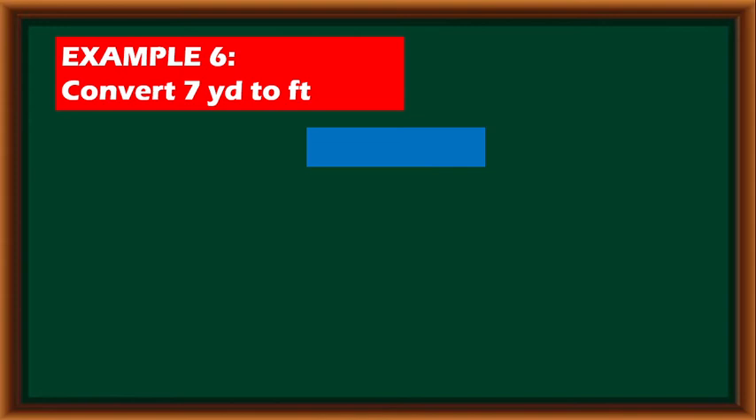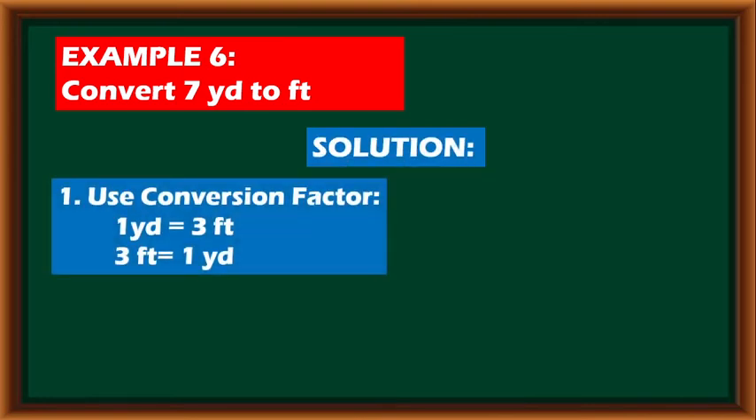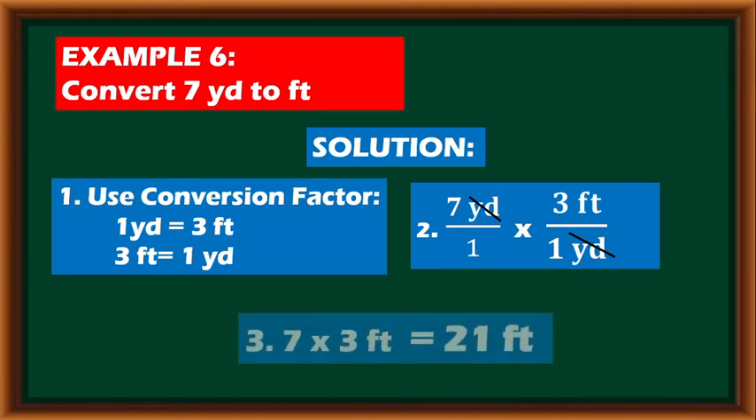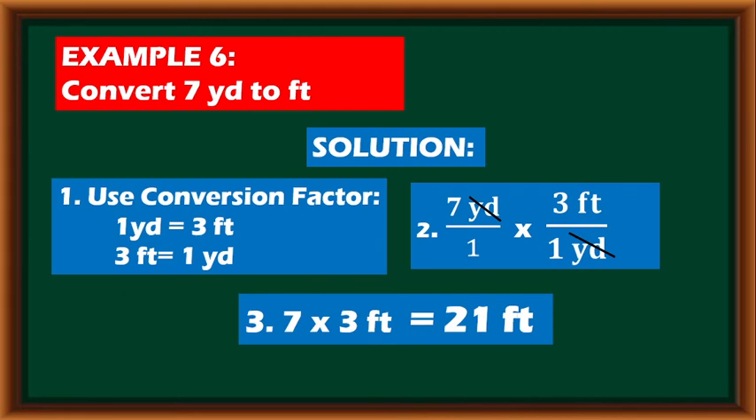Next, for number 6, and that is now in column number 2, you are going to convert 7 yard to feet. For our solution, for every yard we have 3 feet, or 3 feet is equal to 1 yard. Which one is longer, yard or feet? Of course, yard is longer than feet. Therefore, we have 7 yards over 1 times 3 feet over 1 yard, and you cancel out the yard. So we have 7 times 3 is equal to 21 feet.